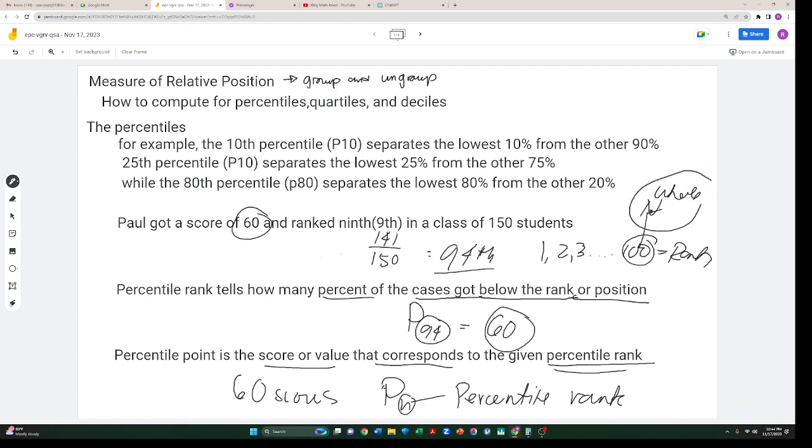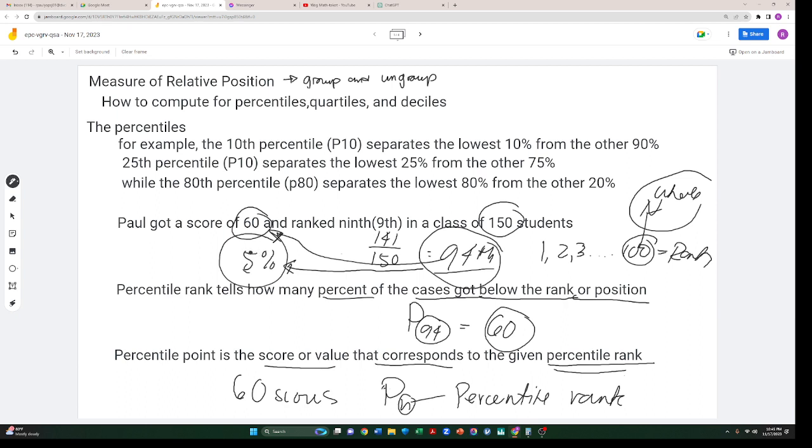So how many is our N? It is 150 students. Out of 150 students, my rank is 94, and my score is 60. So how about those who got 60 and above? Those are the students, about 5%, whose scores are above mine, up to 100%.